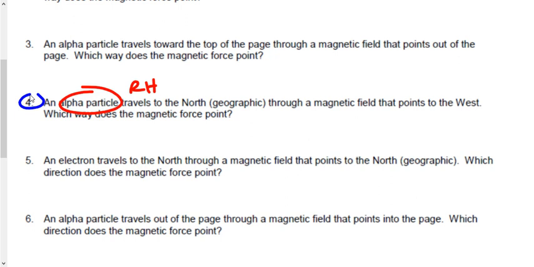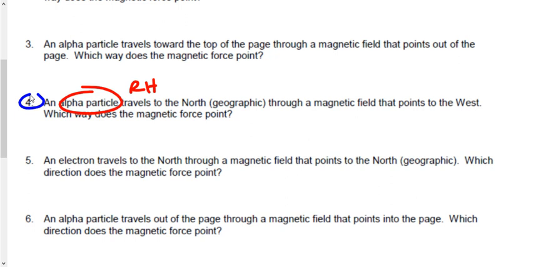Which way does the magnetic force point? Well, let's stick my right thumb to the geographic north or magnetic south. Magnetic field points to the west. Magnetic field points to the west, which is this way. That means the magnetic force is going to point which way? We're going to say up.